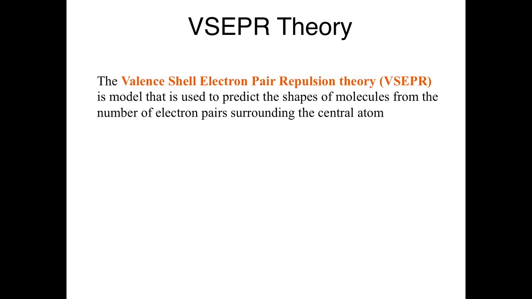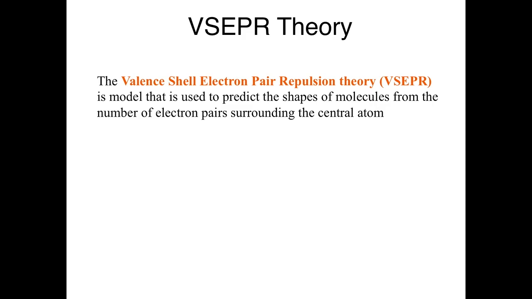Now the idea to help us predict the shape of a molecule is called VSEPR theory. It stands for valence shell electron pair repulsion theory. And the acronym for that theory is VSEPR. Now, this is a model that tries to help us predict reality. It works most of the time, and as long as you apply it in this class, you will always get it right. Again, this is a model that helps us predict the shape of the molecule based on the number of electron pairs surrounding the central atom.